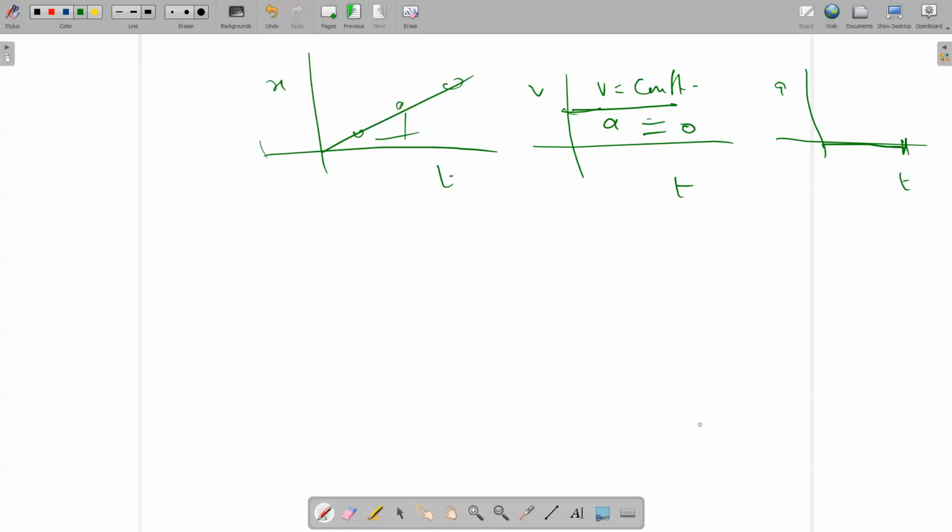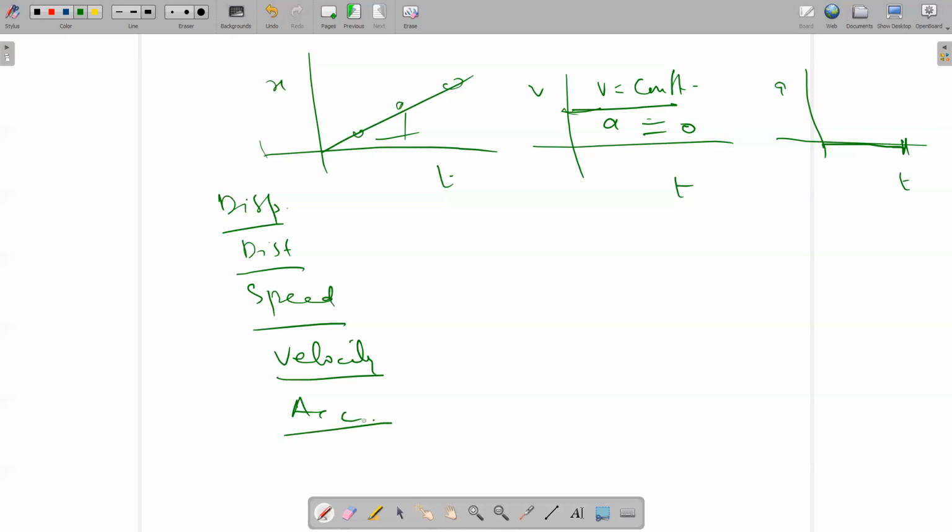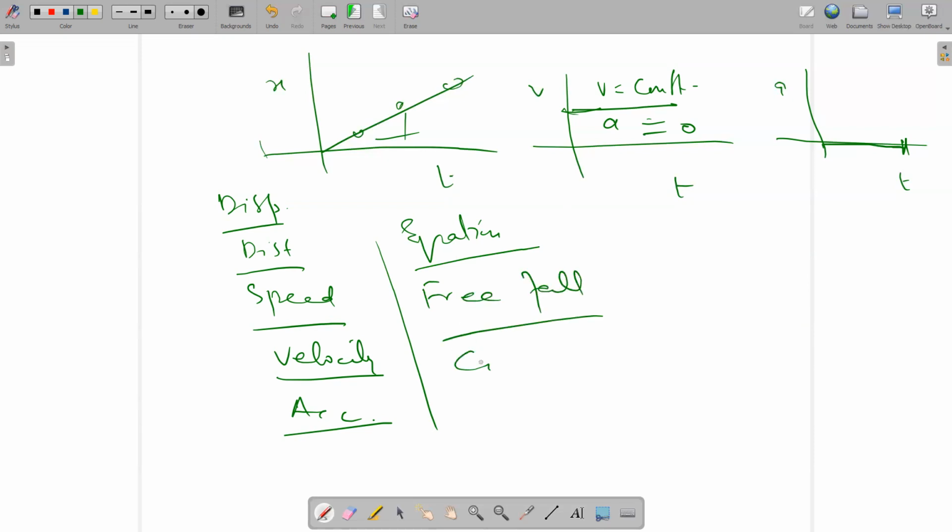Okay. See, in this chapter, you have discussed the displacement. You have discussed the distance. You have discussed the speed, average speed. You have discussed the velocity, average velocity, instantaneous velocity, acceleration, average acceleration, instantaneous acceleration. Then you have discussed the equations of motion, the fourth equation of motion. Then you have discussed the free fall motion. And last, we will discuss the graphical pictures.